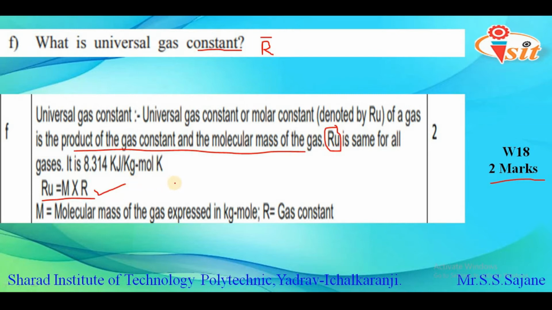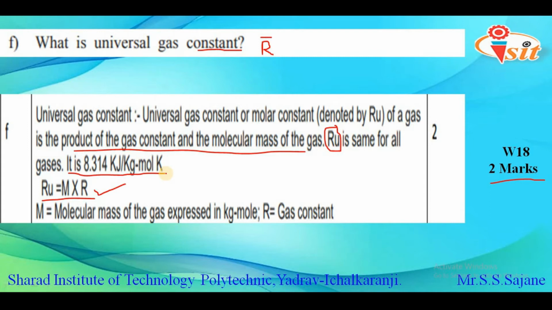So along with this, it is also necessary that you know the standard value for universal gas constant, which is equal to 8.314 kilojoule per kg mole Kelvin. In this way you will get 1 mark for this definition and 1 mark for writing this value along with its unit.